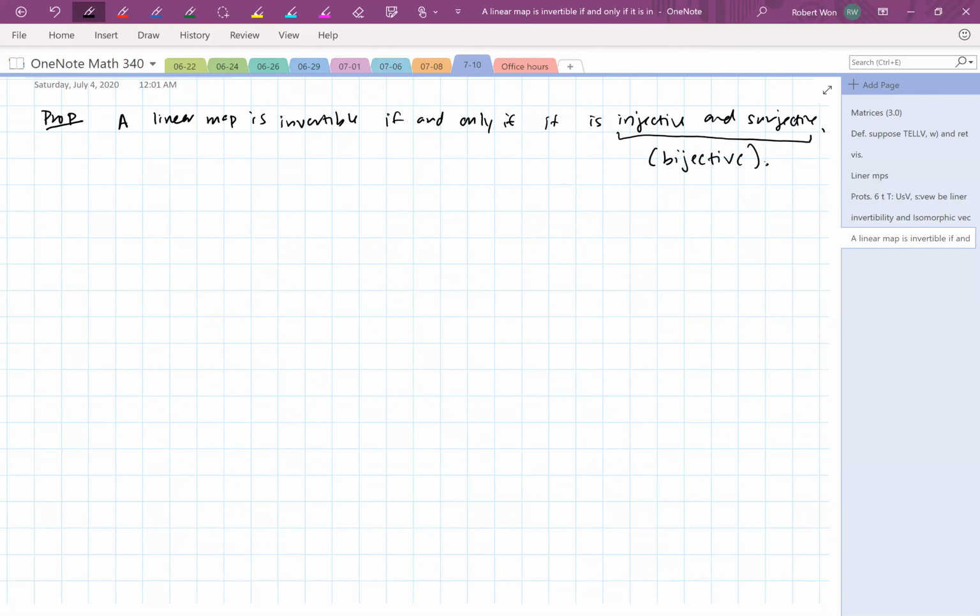So this is a super duper clean characterization. How can you tell if a linear map is invertible? You just need to check, is the null space 0? Is it injective? And does it hit everything? Is it surjective? Then it's automatically invertible. Okay, so like I said, at the start of Monday's lecture, I will restate this theorem, and then we'll prove it.